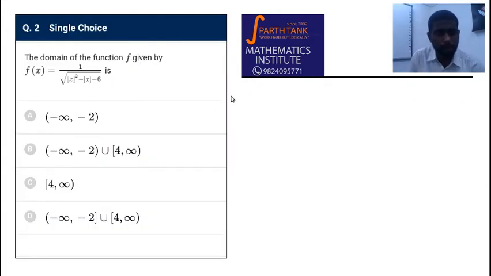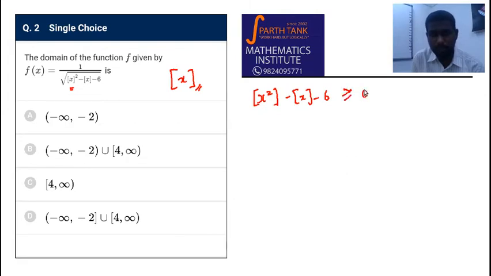Second question. The domain of the function f given by f of x is equal to 1 by square root of box x square, remember box x, the greatest integer function, minus box x minus 6. Now it's very simple. If you understand that anything within the square root cannot be less than 0, so this always has to be greater than 0. Or what can we say? If you factorize this, it is nothing but box x minus 3 into box x plus 2 greater than 0.